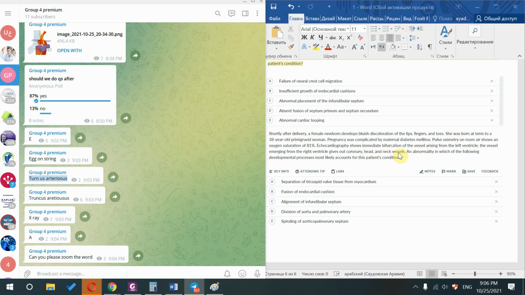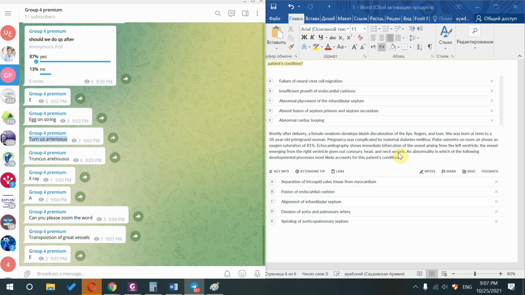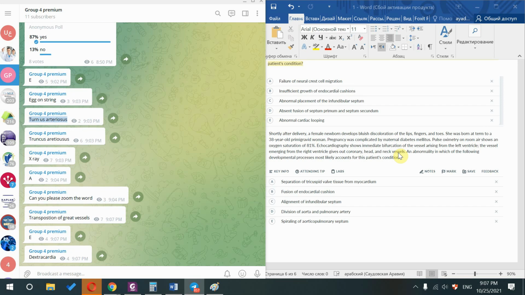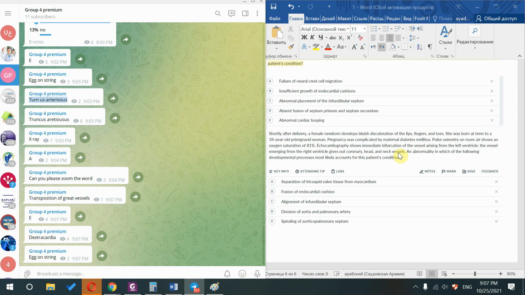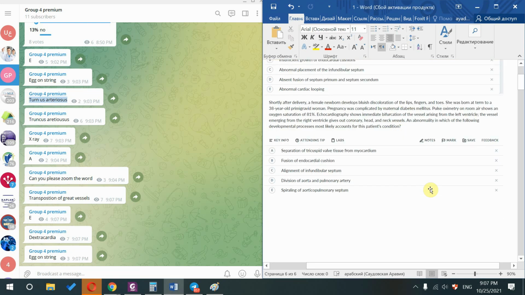So this pathology, what is the pathology here, guys? You have the aorta originating from the right ventricle and the pulmonary trunk originating from the left ventricle. Excellent. It's a transposition of the great vessels. It's due to failure of spiraling of the aorticopulmonary septum. Excellent. It's the egg on a string. Good job, guys. Okay, one more? Right, yes or no?